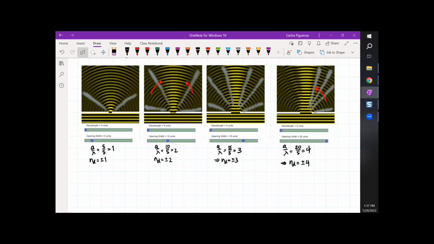Now, one of the things here is that there is no such thing as a single slit. And what we really see is what are called rectangular apertures.